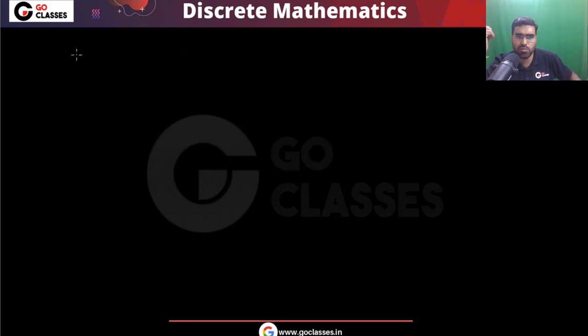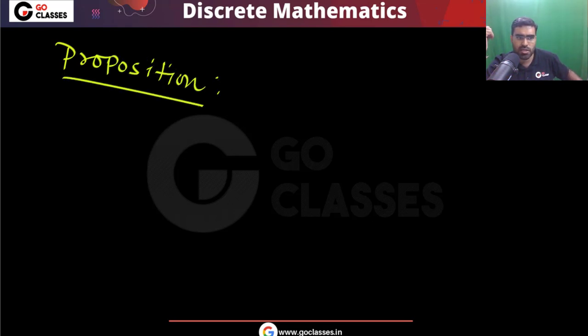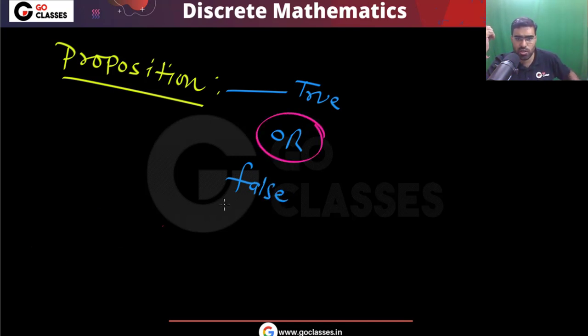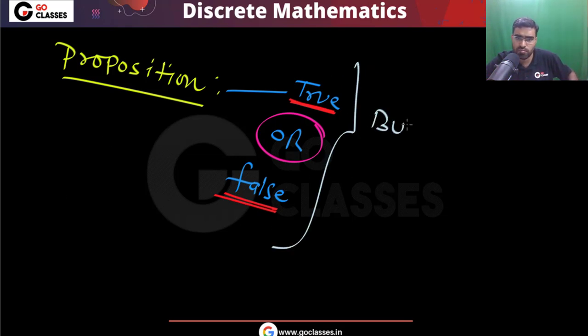So far I told you that a proposition is either true or false. One of them. It cannot be both in any situation. If it is true, then it is not false, and if it is false, then it is not true. Very simple. A proposition is either this or this. Either it is true or it is false, but not both.